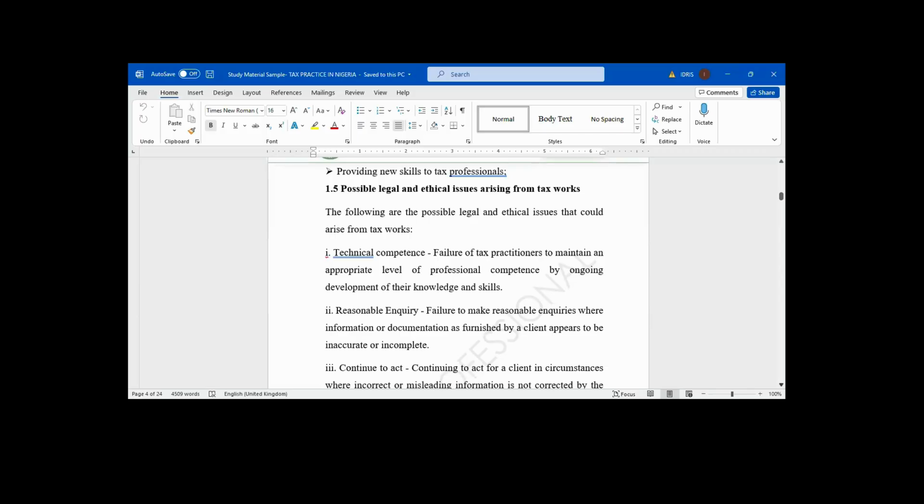Because if you mislead the client, or compute a tax and submit it to the tax authority and they discover loopholes in your tax computation, the client will blame you. That means you are not a professional. So before you conclude your job as a tax practitioner, you must make reasonable inquiry. Failure to do so is one of the ethical issues that may affect your tax work.